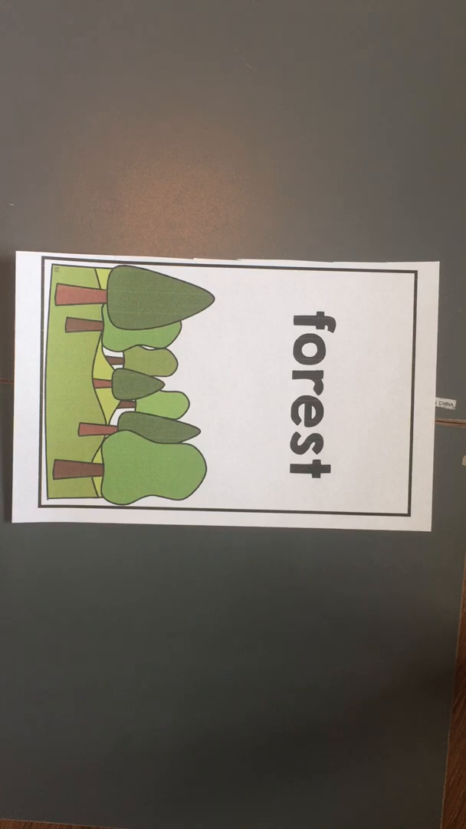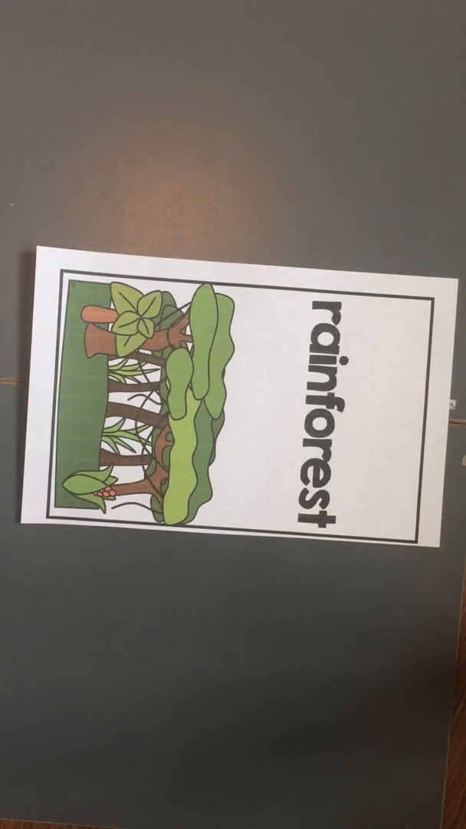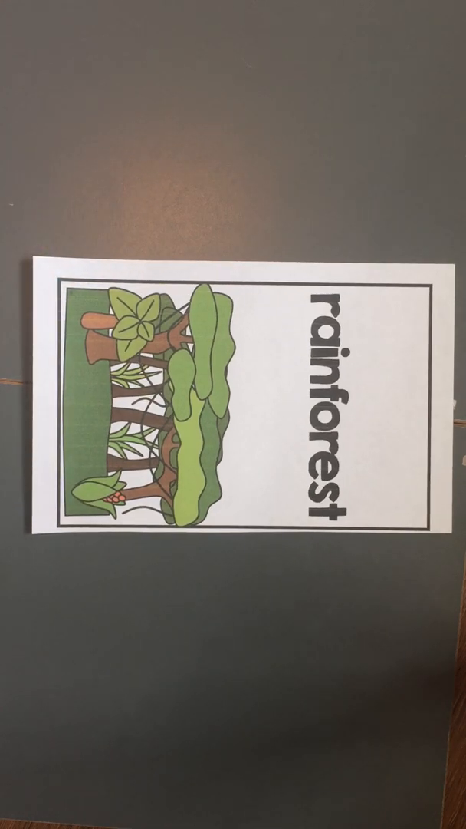How about the forest? Well, this could be all kinds of things from different types of birds, or an owl, maybe a deer or a moose. How about the rainforest? There's all kinds of animals that live in the rainforest. Beautiful types of birds and bugs and all kinds of animals.